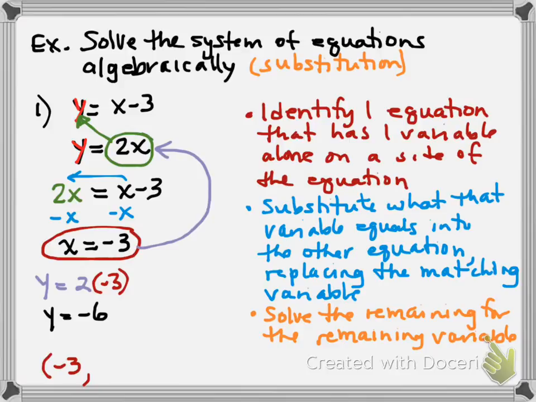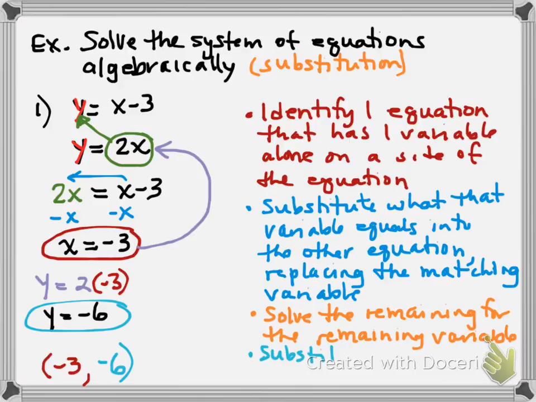So that becomes the y coordinate for my solution. So where my two lines cross is at -3, -6. So we can write this as our last step.